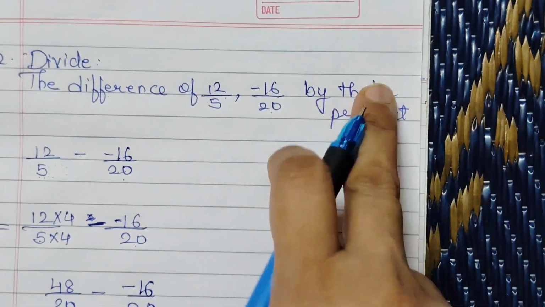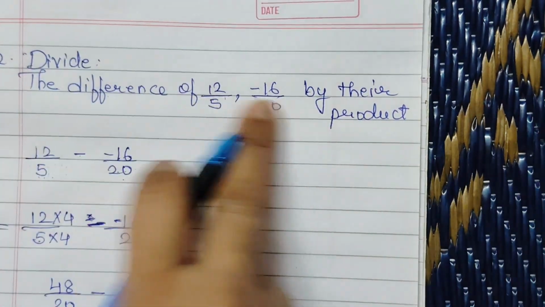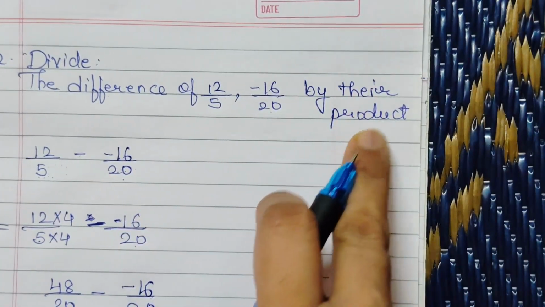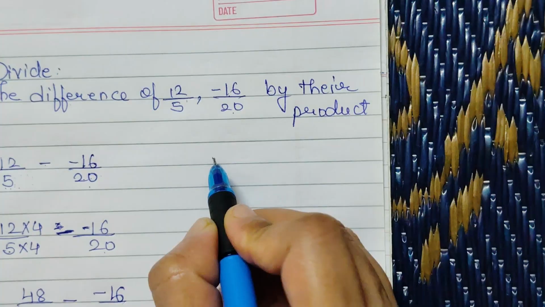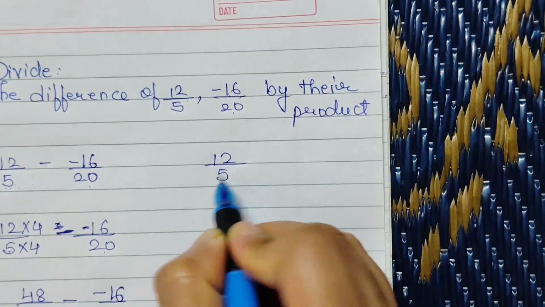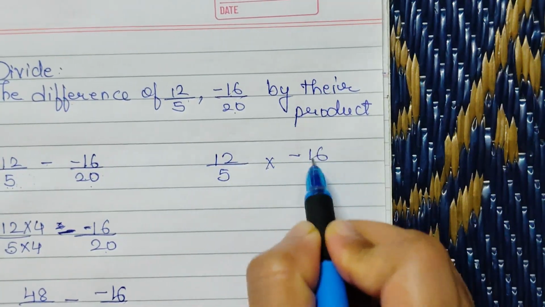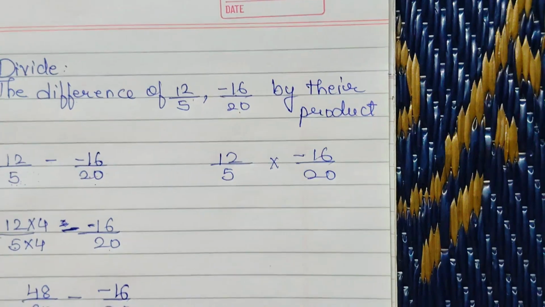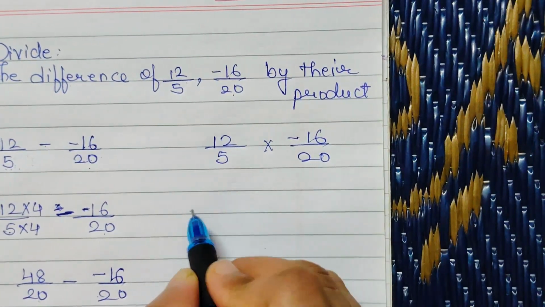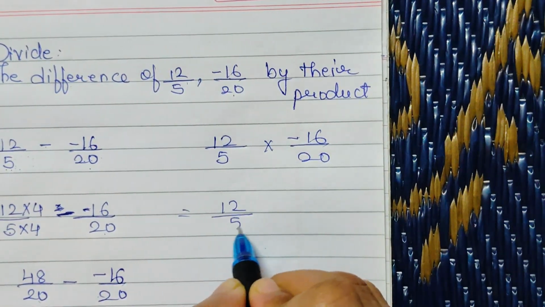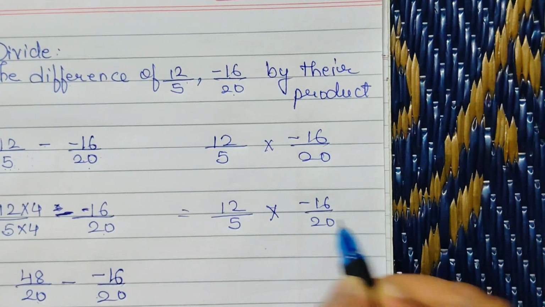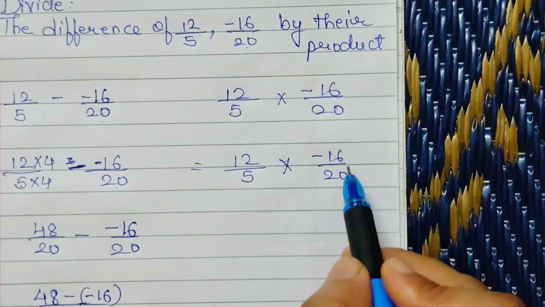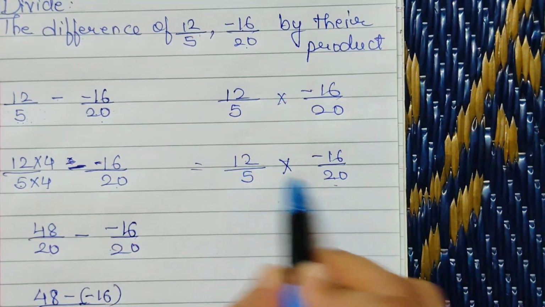Now by their product we have to divide what? The difference of this by their product. So what is product? Multiplication. So again we have to multiply this. So I will write again 12 upon 5 multiply by minus 16 upon 20. Okay, so I will write it again because we have to reduce. 12 upon 5 multiply by minus 16 upon 20. Like this we cannot reduce. Like this we can. Like this also we can reduce.